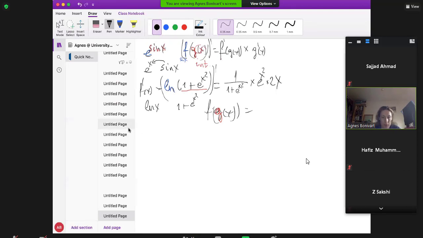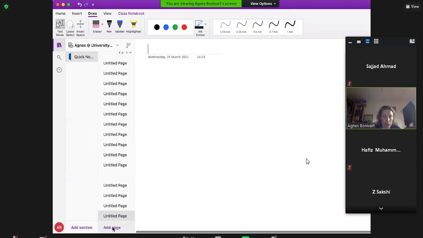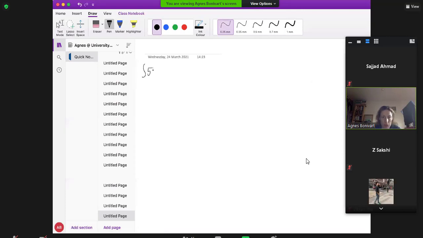Integration. We need to integrate the function 5x squared minus 8x plus 2.